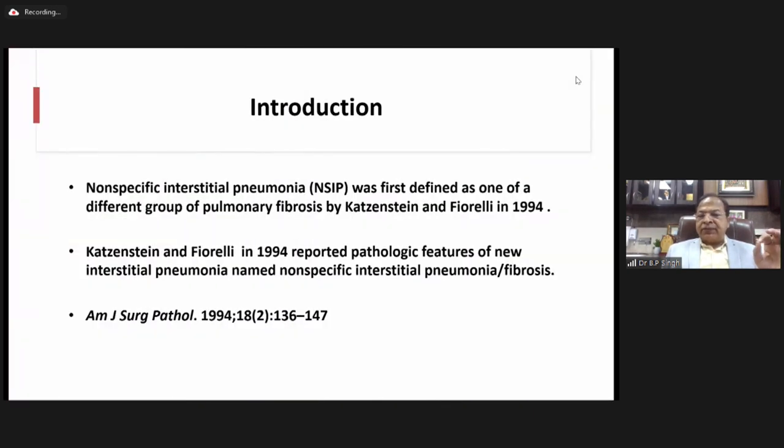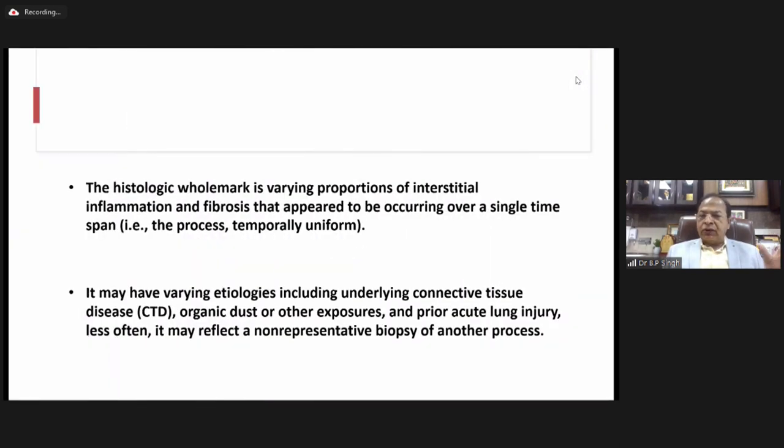NSIP, or non-specific interstitial pneumonia, was first defined as one of the different groups of pulmonary fibrosis by Katzenstein and Fiorelli in 1994. Both reported in 1994 the pathological features of a new interstitial pneumonia named non-specific interstitial pneumonia or fibrosis. The histological hallmark is varying proportions of interstitial inflammation and fibrosis that appear to occur over a single time span. The process is temporally uniform. As Bhavin has already mentioned in his presentation, it is a homogeneous form of the disease.